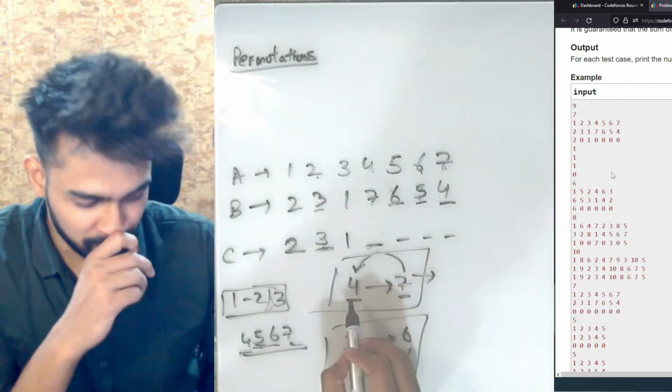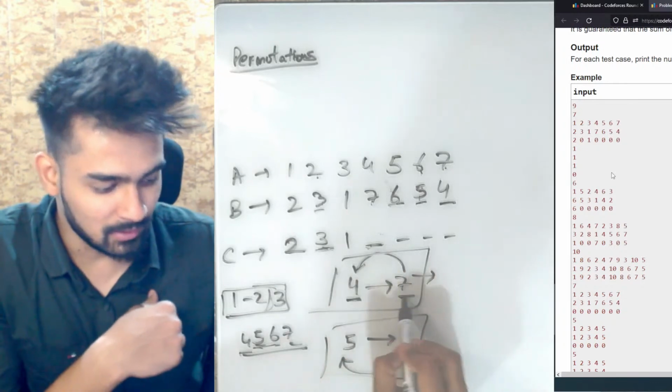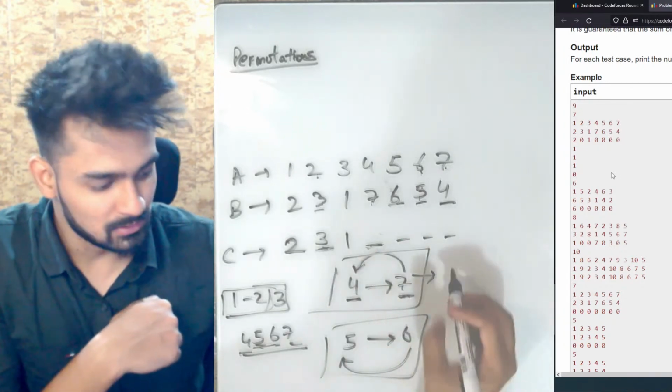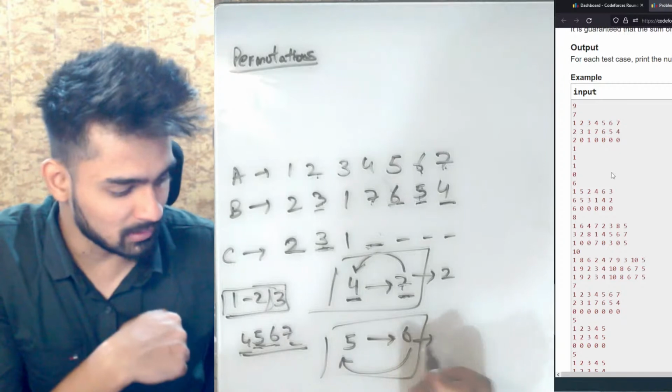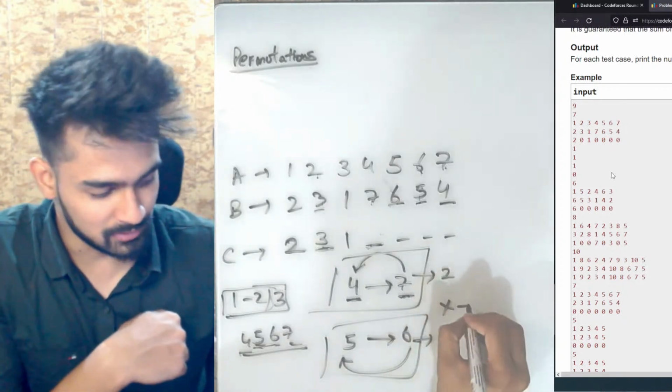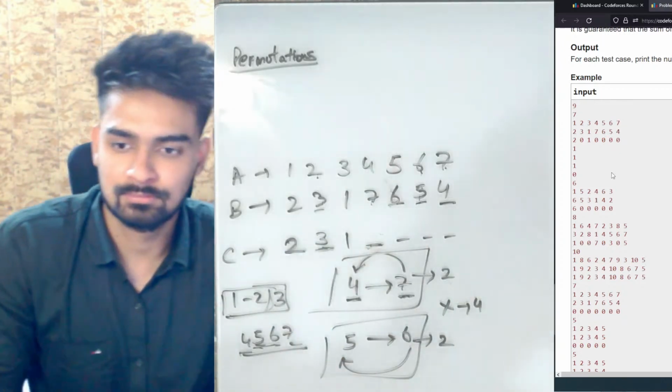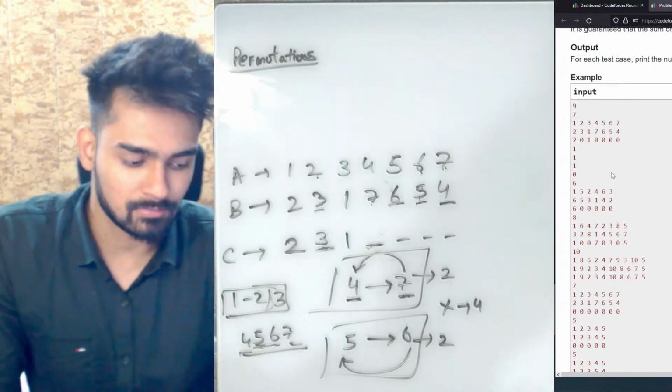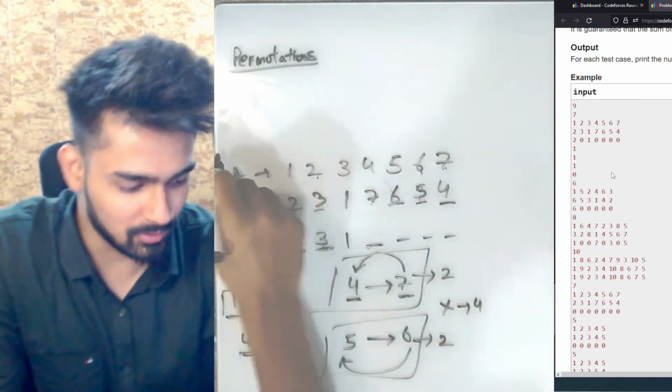For every cycle, if you fix any one value, the other value will automatically become fixed. So this cycle will give me 2 ways. This cycle will give me 2 ways. The answer will be 2 into 2, which is 4. Okay. And that's the complete problem. Okay, that is how you have to solve it.